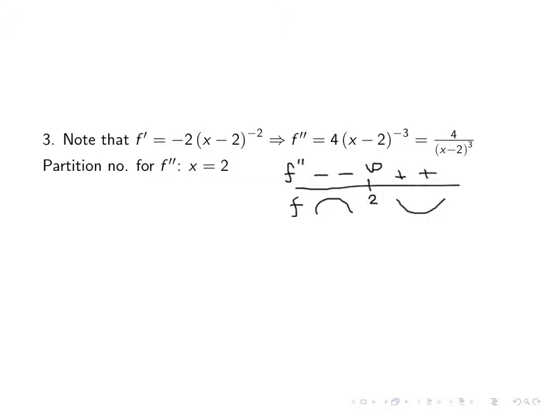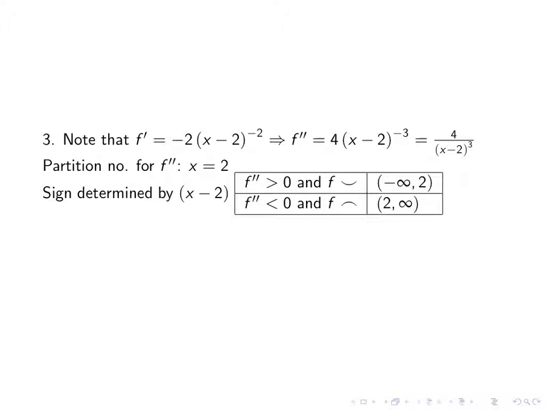So if x is less than 2, for example, if x is equal to 0, you get a negative number cubed on the bottom, and it is negative. To the right of x equals 2, it is positive. For example, if x is equal to 3. Okay, so f double prime is negative from minus infinity to 2, and positive from 2 to infinity. Therefore, you can summarize this by saying that f is concave down from minus infinity to 2, and concave up from 2 to infinity.